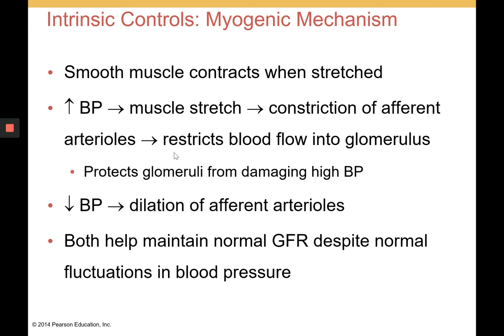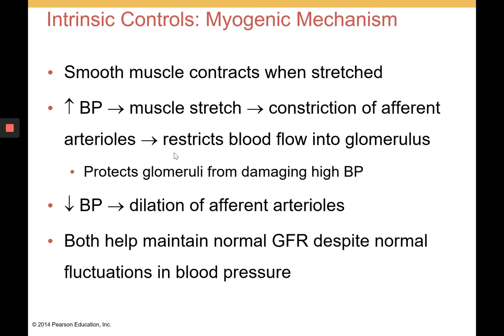So myogenic, the first thing you should notice about that word is myo. Myo is the prefix for muscle, so it has something to do with muscle in the arterioles of our vascular system that go to the glomerulus, and it's smooth muscle. We're going to see that smooth muscle responds when it's stretched, and it responds differently if it's not stretched. So we're using mechanoreceptors here.